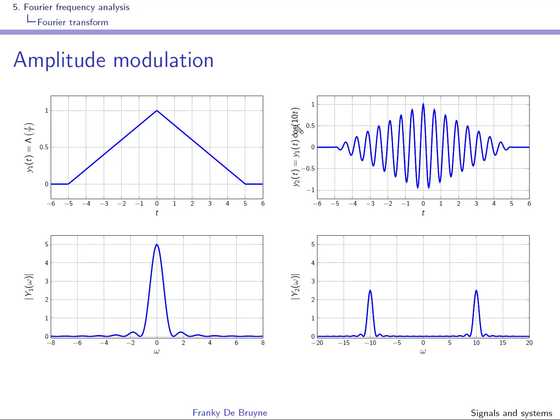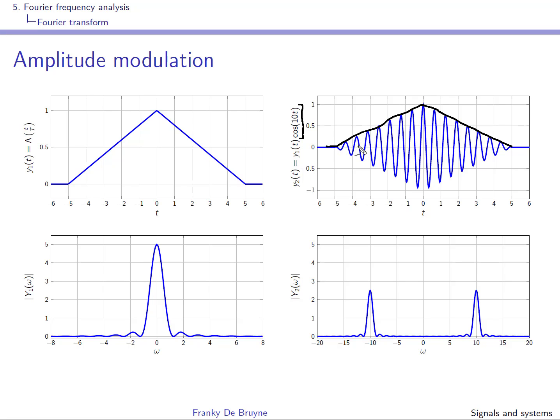Okay, so here we multiply this triangular impulse by a carrier, which is the cosine of 10t. Here you see that the carrier frequency, 10 radians per second, is at frequencies where in the original spectrum you see little or no contributions. So this is how it looks, and indeed you recognize here the envelope of the original signal.